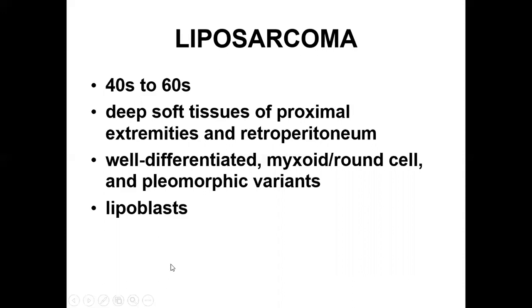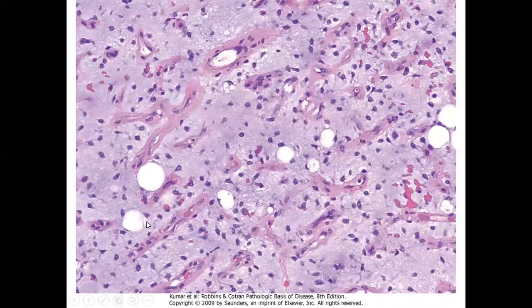So for diagnosis of liposarcoma, there must be primitive cells, fetal fat cells, that is lipoblasts. So this is mixed liposarcoma. There are areas of mixed background, then spindled to ovoid cells with lipoblasts like this.